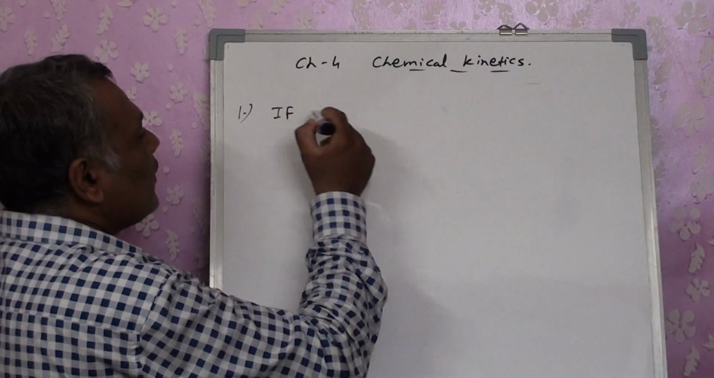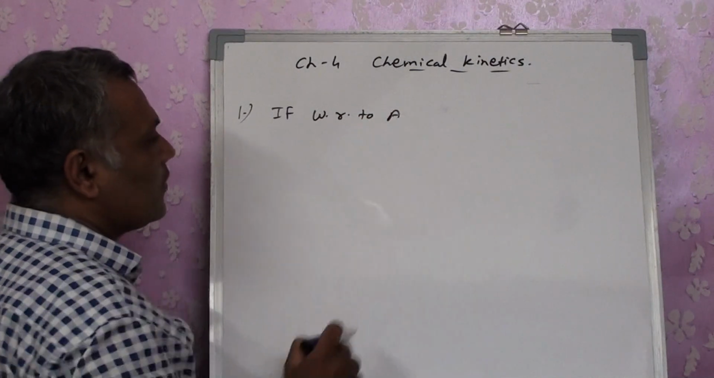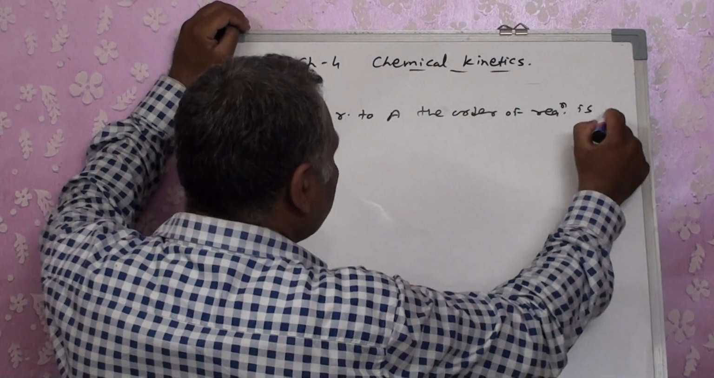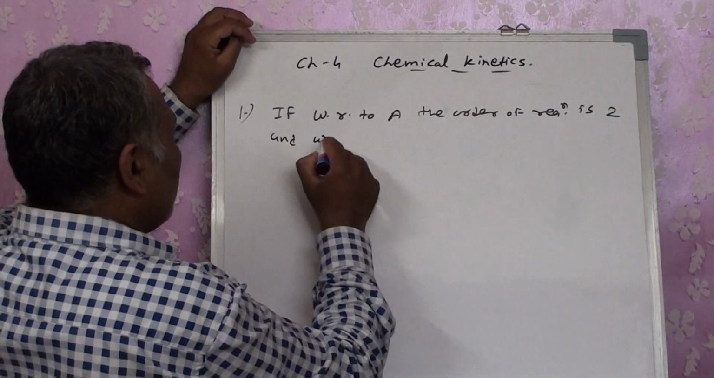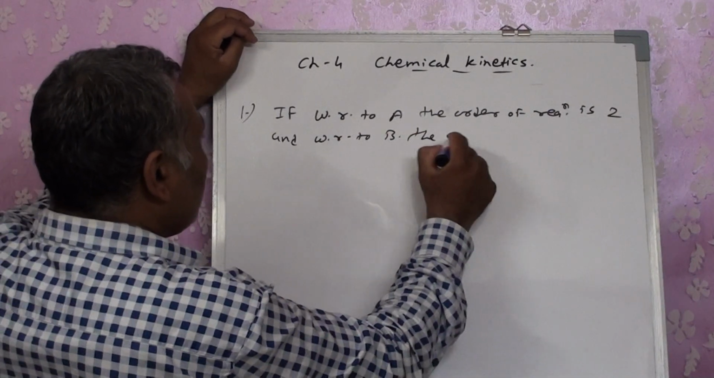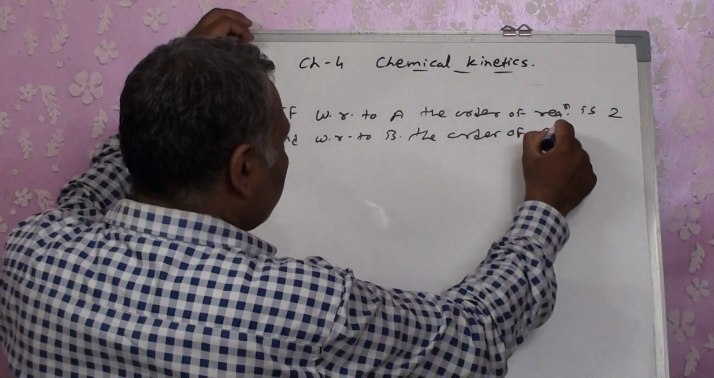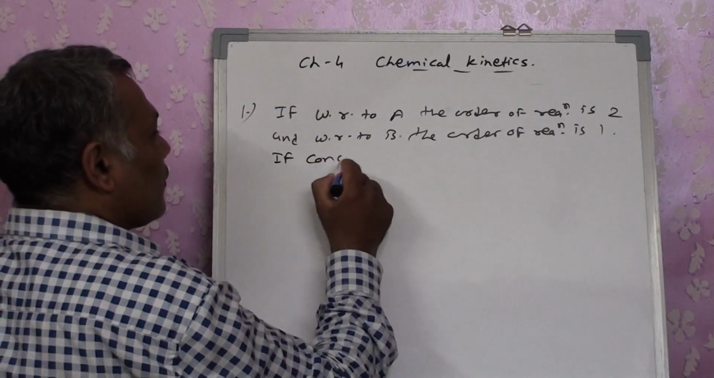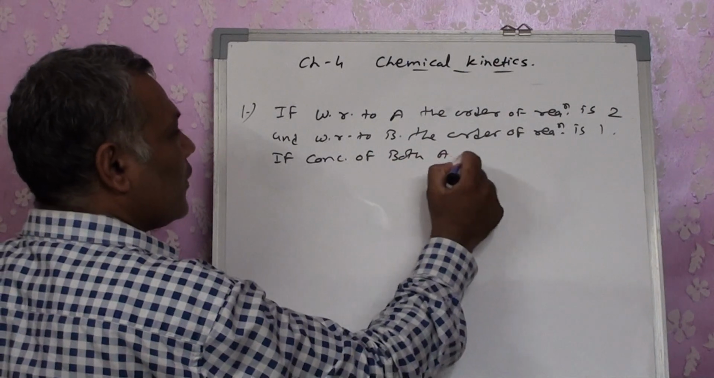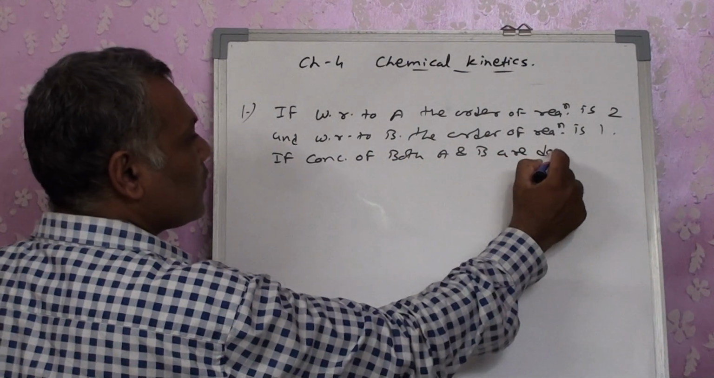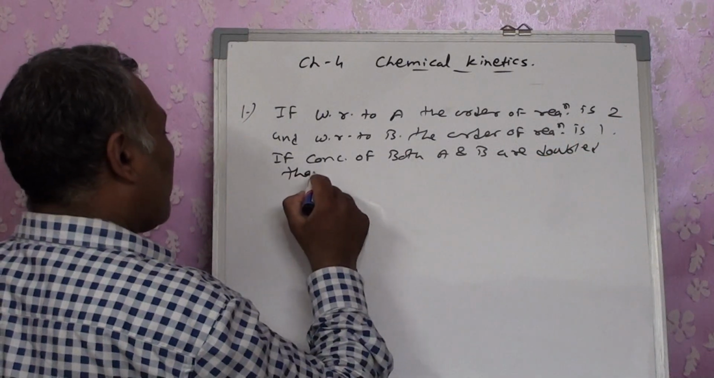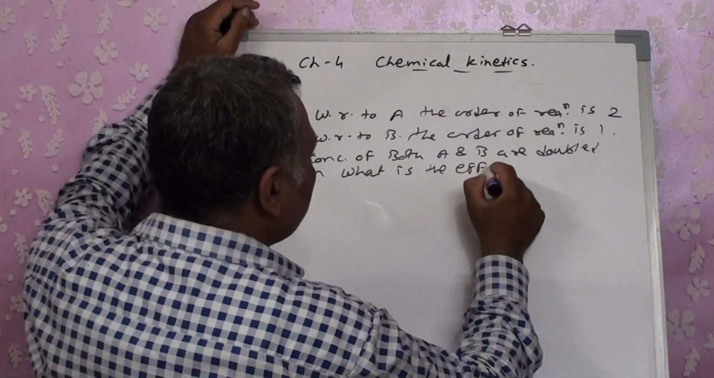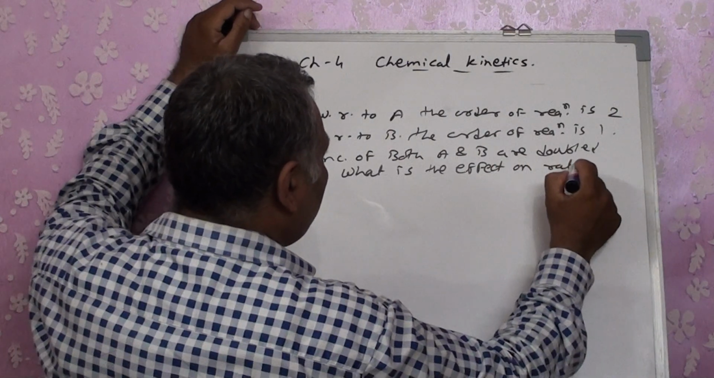See, if with respect to A the order of reaction is second, and with respect to B the order of reaction is 1, if the concentration of both A and B are doubled, then what is the effect on the rate of reaction?